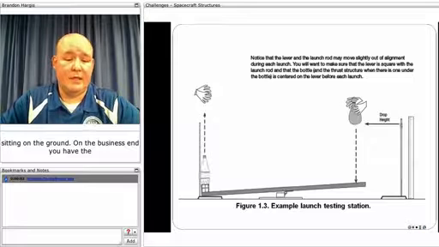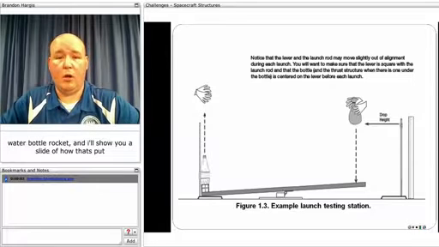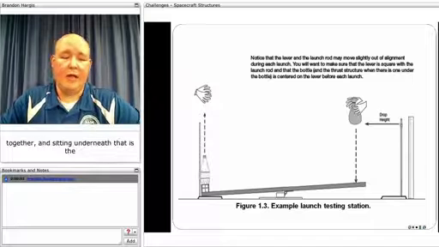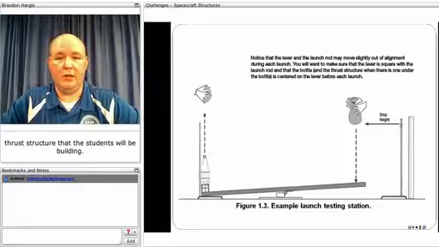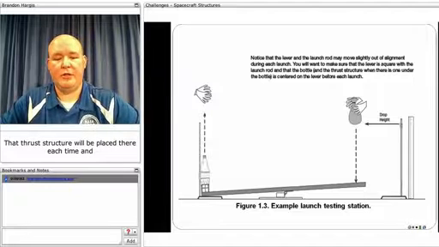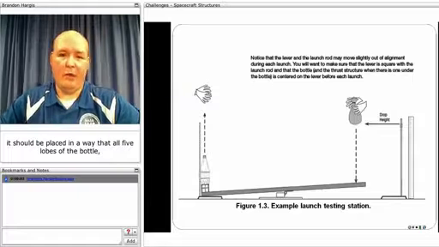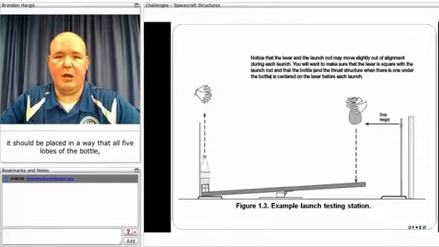On the business end, you have the water bottle rocket, and I'll show you a slide of how that's put together. And sitting underneath that is the thrust structure that the students will be building. That thrust structure will be placed there each time, and it should be placed in a way that all five lobes of the bottle, the base of the bottle, rest on the thrust structure itself.